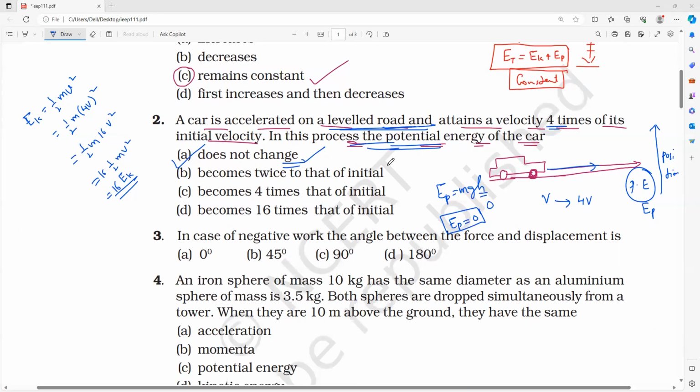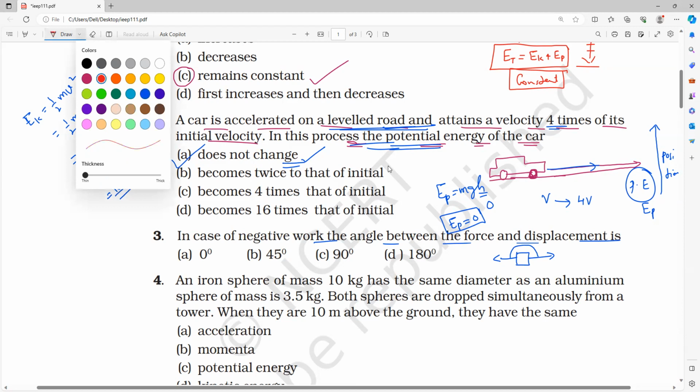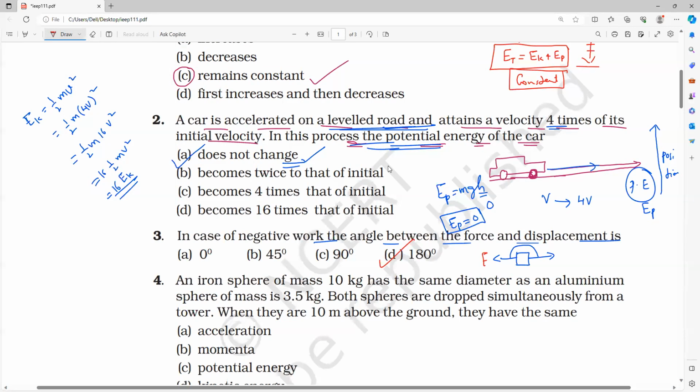Next, in case of negative work done, what is the angle between the force and displacement? Even in the exercise, there is a question. The angle is 180 degrees. Force is in one direction and displacement is in the other direction, so the angle between them is 180 degrees. Both are opposite to each other. Write it.